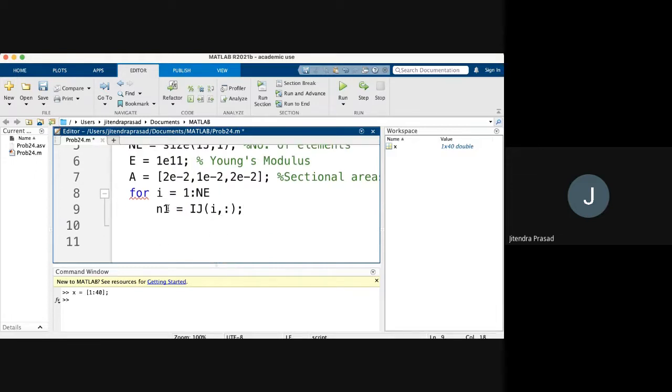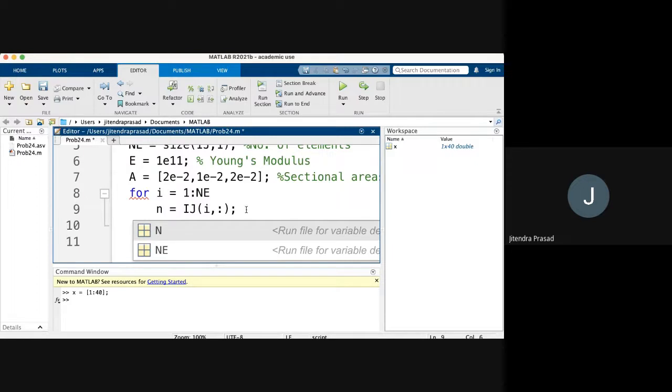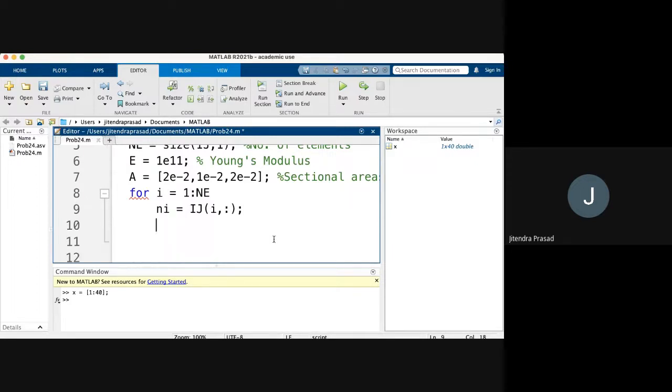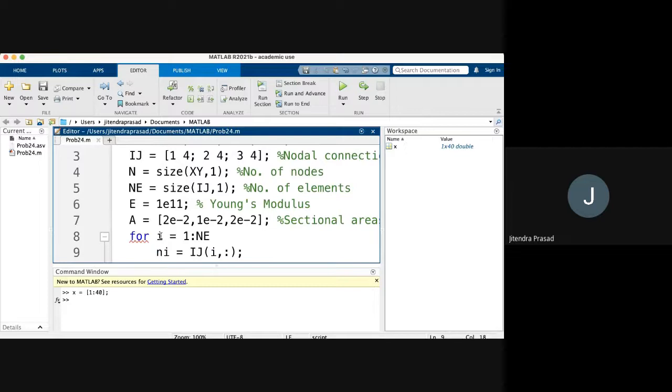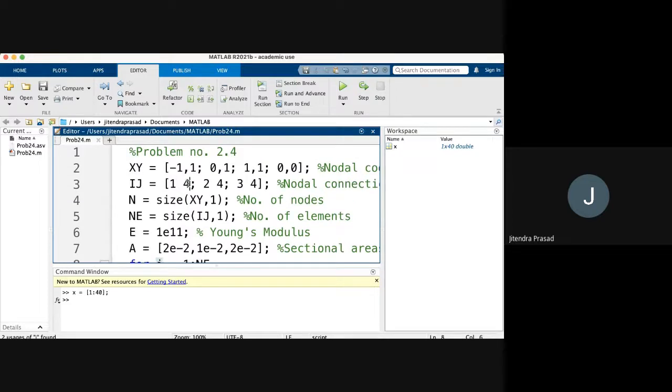So n1, or we can also write a small n as well. So n, ni, let's call it ni. Okay, so this ni has two values. If i equals 1, it will give you this. If i equals 2, this should give you this. If i equals 3, this will give you this.